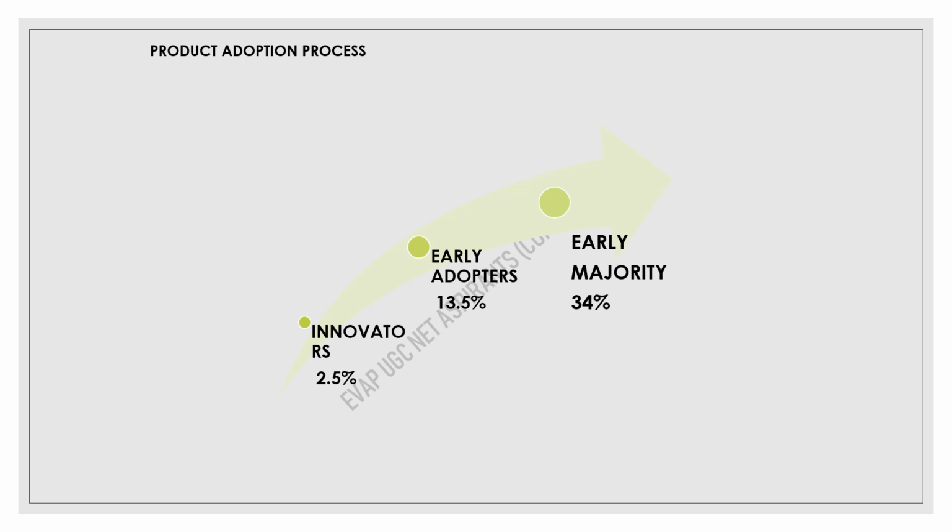Next one is early adopters. Early adopters constitute 13.5% of the market. So who are early adopters? Based on the positive response of the innovators, they purchase the products. So those people are called early adopters. Next one is early majority. Early majority constitute 34% of the market. So who are early majority? They avoid risk. They use the product once it is approved by the early adopters. So these people are called the early majority.